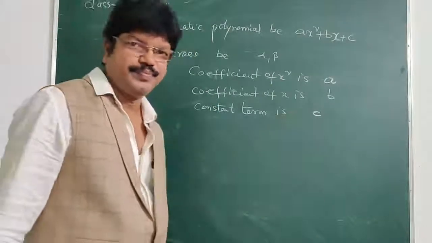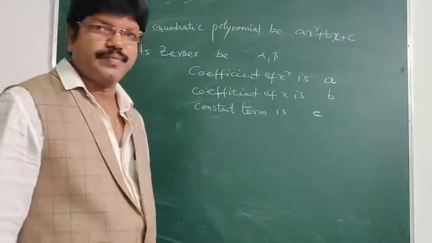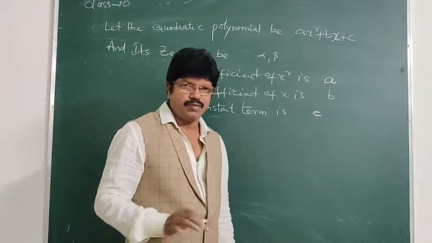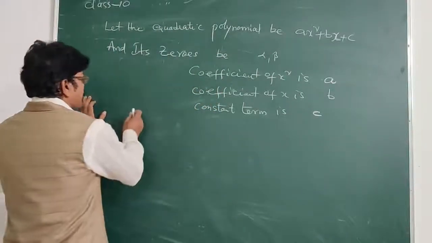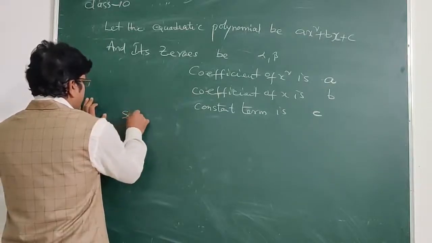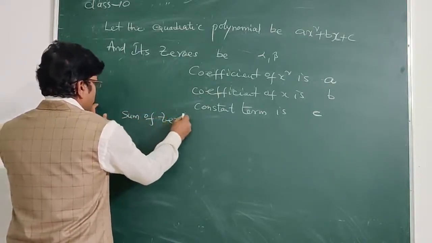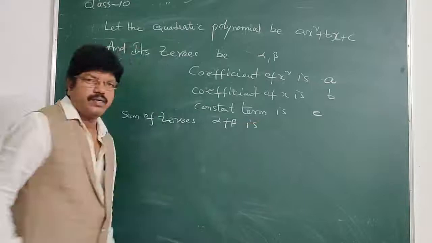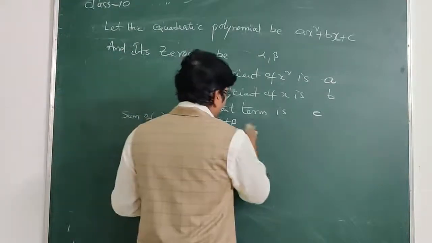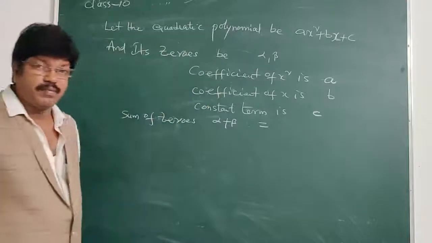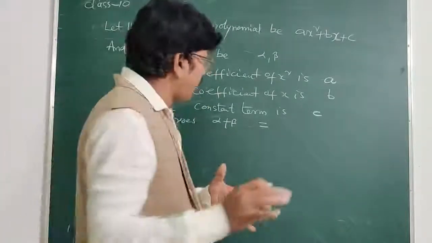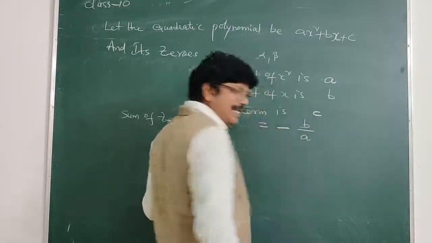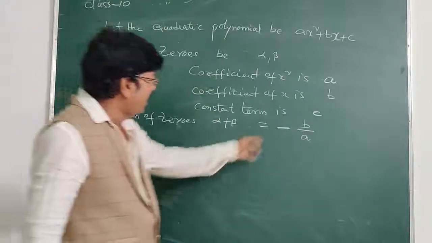This is the concept. Constant term is c. These are the zeros, alpha, beta. Now, the sum of zeros, alpha plus beta, is equal to minus b by a. It's most important: minus b by a.